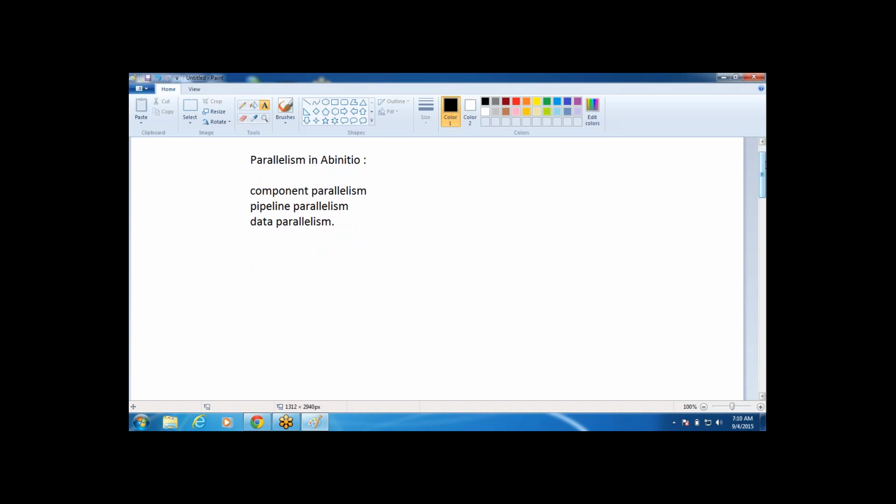So, why do we require parallelism? To make the dev process faster, you will go for parallelism. If you go for serial processing, it will take record by record, so it will take more time. Okay.